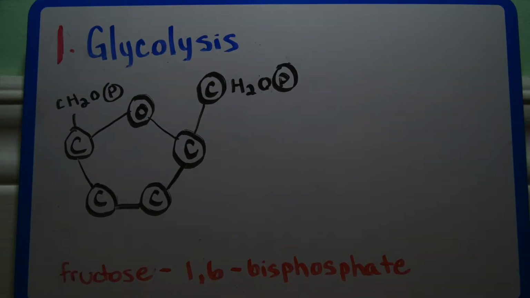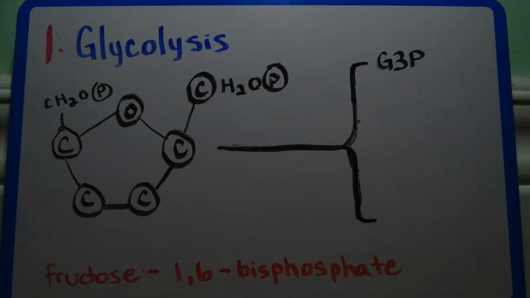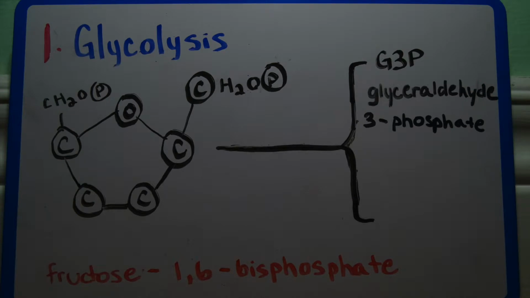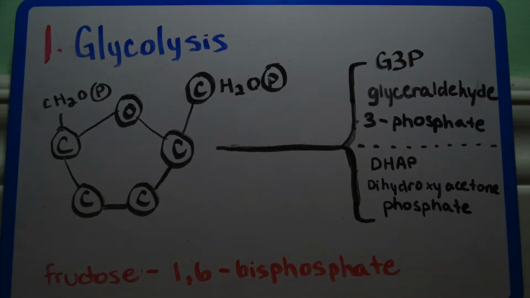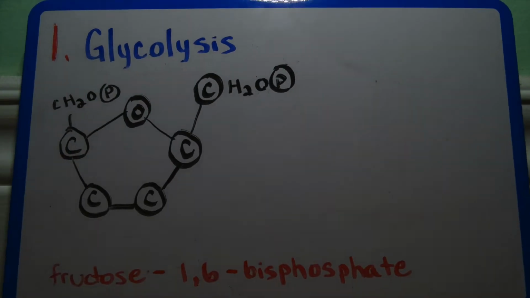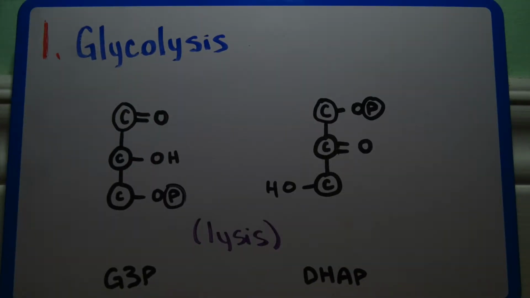The fructose 1,6-biphosphate molecule will now be split into 2 different molecules. The first one being G3P, or glyceraldehyde 3-phosphate, and the second is DHAP, or dihydroxyacetone phosphate. They are both 3-carbon molecules and are very similar in their structure. This is known as a lysis reaction.